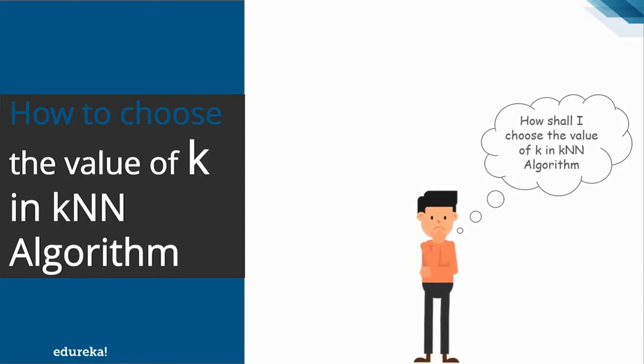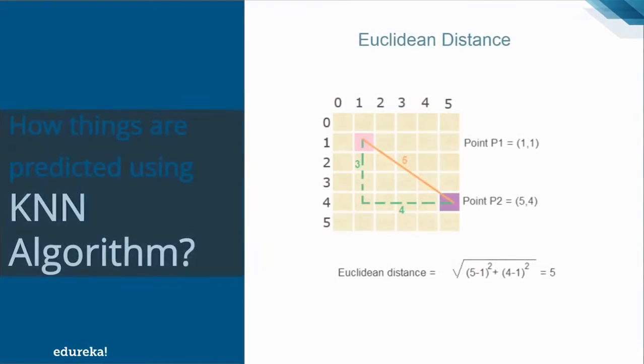So now that you know how the algorithm is working at a higher level, let's move on and see how things are predicted using KNN algorithm. Remember I told you the KNN algorithm uses the least distance measure in order to find its nearest neighbors. So let's see how these distances are calculated. Well, there are several distance measures which can be used. So to start with, we'll mainly focus on Euclidean distance and Manhattan distance in this session. So what is this Euclidean distance?